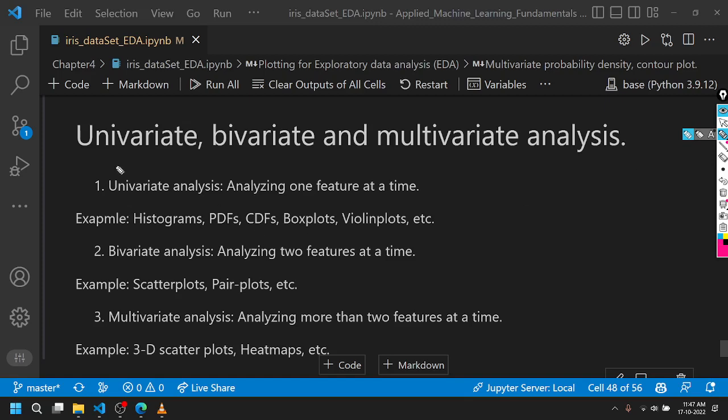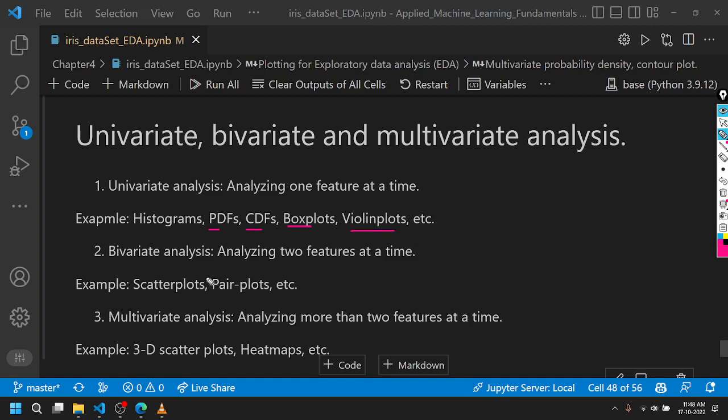Okay, so univariate analysis is analyzing one feature at a time. For example, histogram, right? In histogram, we plotted a histogram for setosa for one feature, that is petal length, and PDF also, right? PDF also we drew for one feature, and CDF and box plots and violin plots, right? These are called univariate analysis.